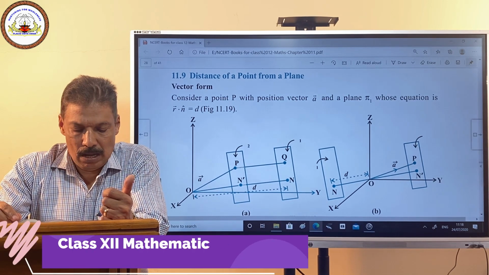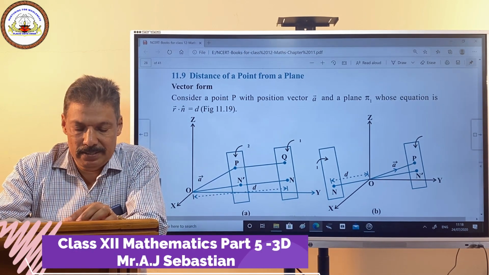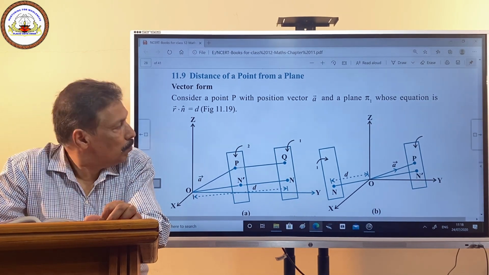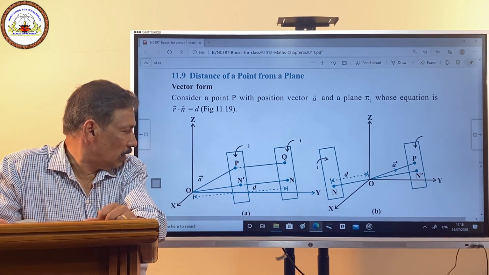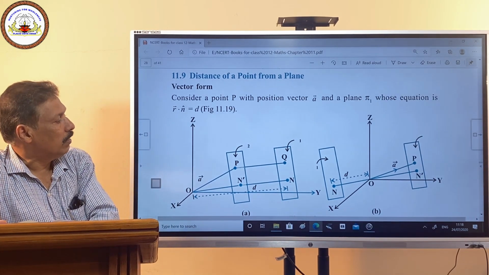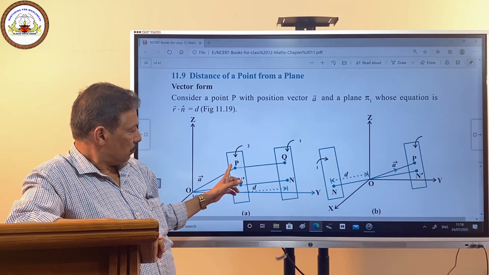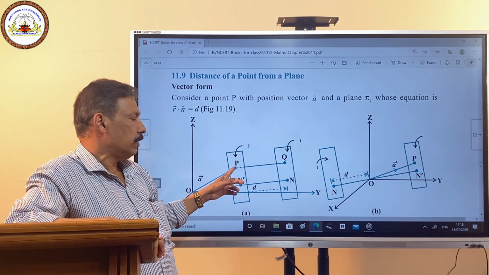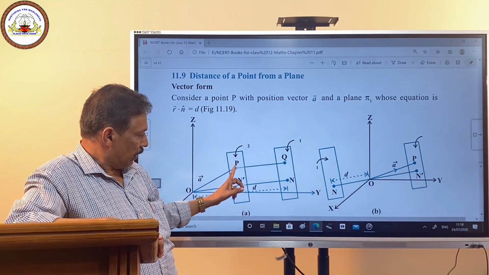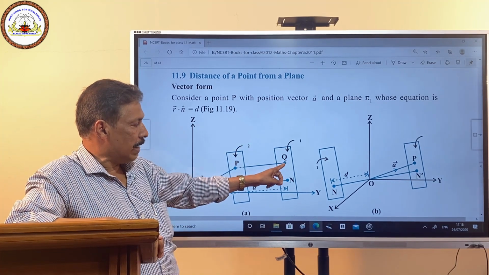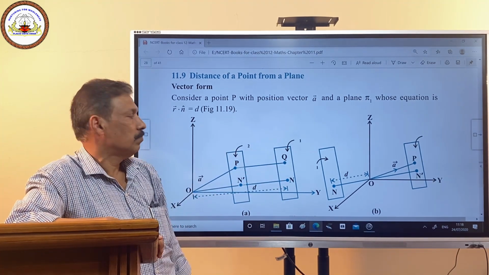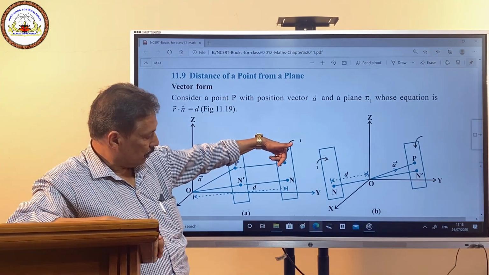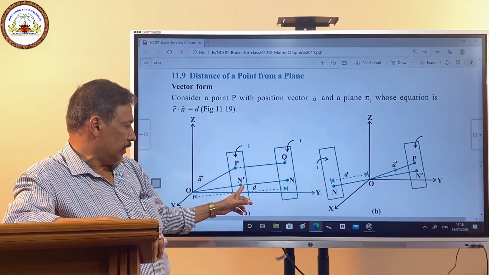Morning. Our topic in three-dimensional geometry is the perpendicular distance from a point to a plane. First, a vector equation or Cartesian equation is given, and a particular point P is given. Then there is a plane containing that P. We have to find the perpendicular distance from P to the second plane. We have to find this distance.